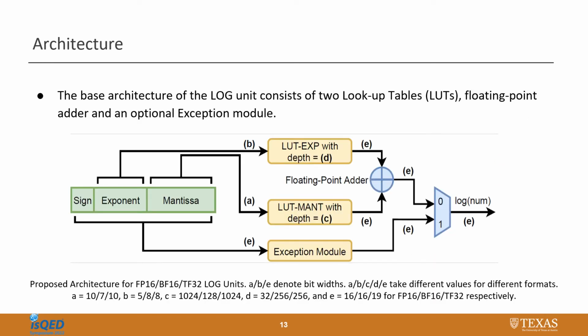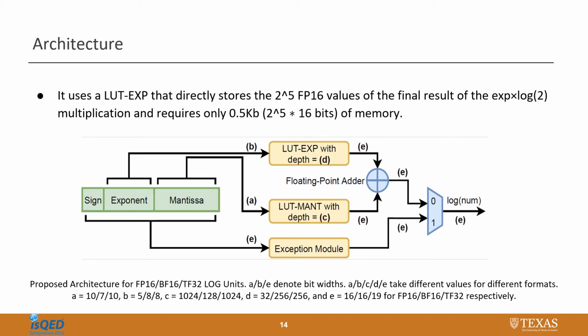As shown in the previous slide, we'll need two lookup tables for evaluating the two terms of the equation and a floating point adder. We might also need an optional exception module to handle special cases. The LUT-EXP stores the pre-computed values of the multiplication between the exponent and the log of 2. This is possible since the log of 2 is a constant value. Hence, we can use the exponent bits to address the lookup table.